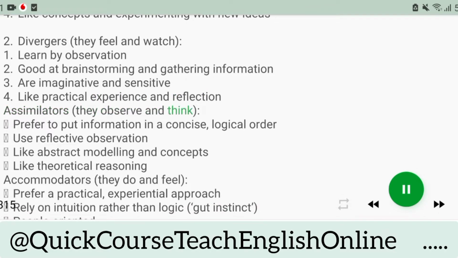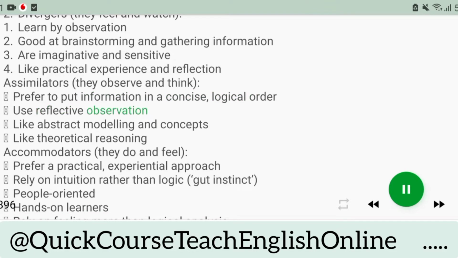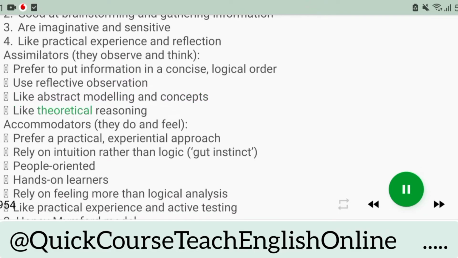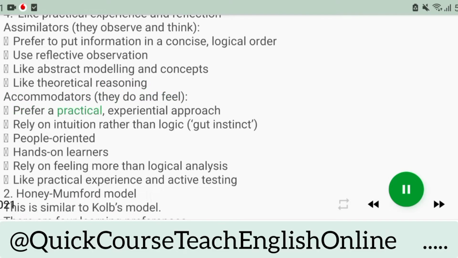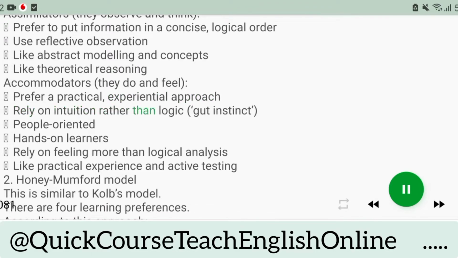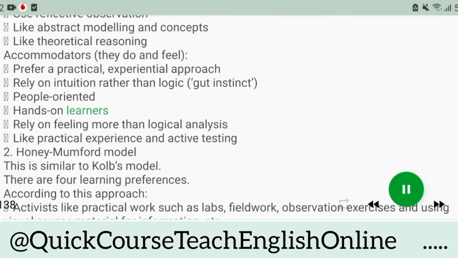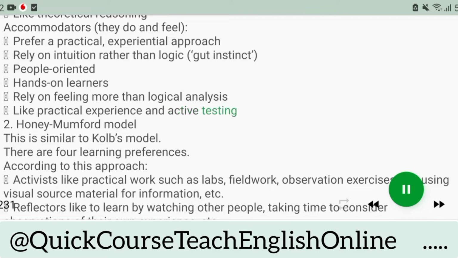3. Assimilators: they observe and think. They prefer to put information in a concise, logical order, use reflective observation, like abstract modeling and concepts, and like theoretical reasoning. 4. Accommodators: they do and feel. They prefer a practical, experiential approach and rely on intuition rather than logic, gut instinct. They are people-oriented, hands-on learners who rely on feeling more than logical analysis, and like practical experience and active testing.